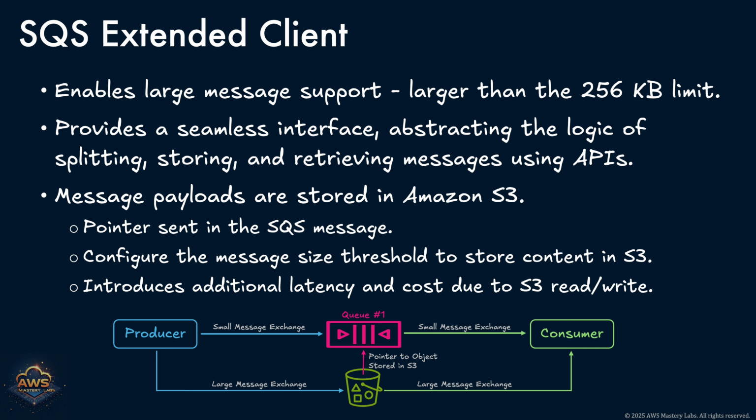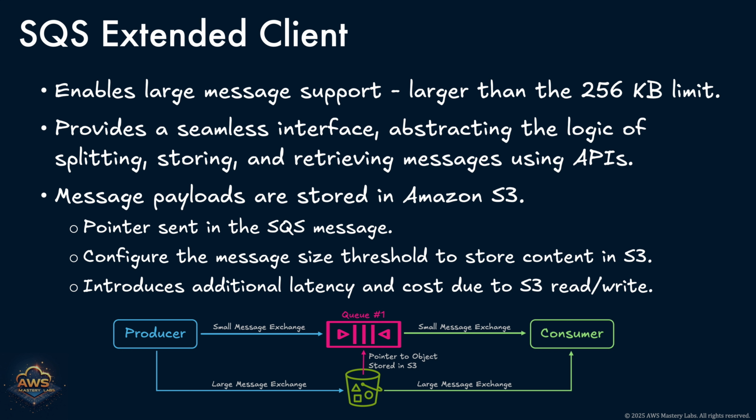Another important practice is to use batch operations. SQS supports sending and receiving messages in batches of up to 10. This reduces the number of API calls, increases throughput, and leads to better cost and network efficiency, particularly in systems processing hundreds or thousands of messages per second.